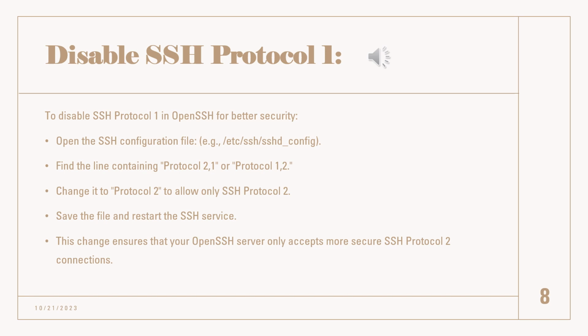Disabling SSH Protocol 1. To disable SSH Protocol 1 in OpenSSH for better security, first open the configuration file. Then find the line containing Protocol 2,1 or Protocol 1,2. Change it to Protocol 2 to allow only SSH Protocol 2. Save and restart the service. This change ensures that your OpenSSH server only accepts more secure SSH Protocol 2 connections.